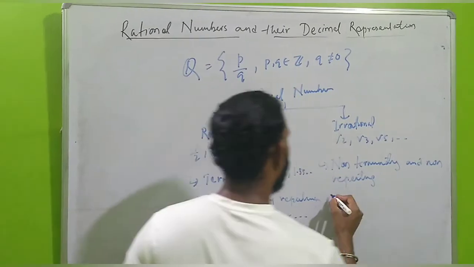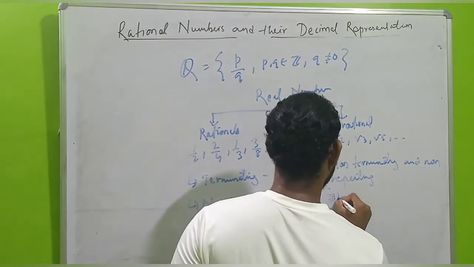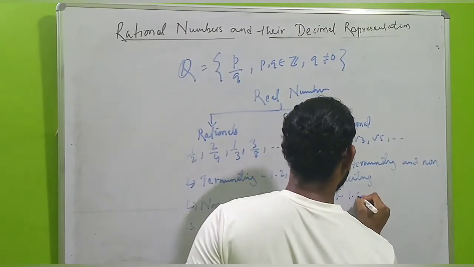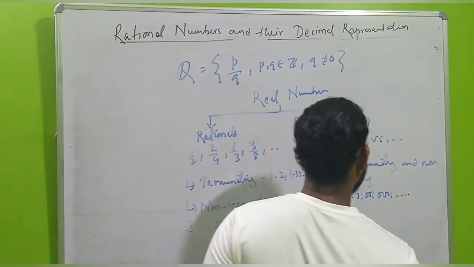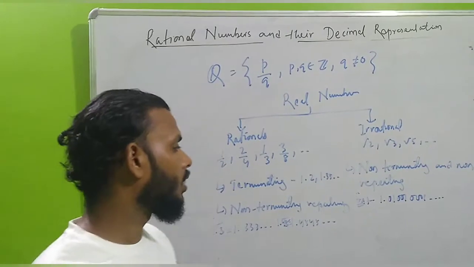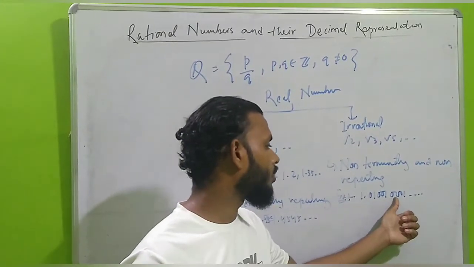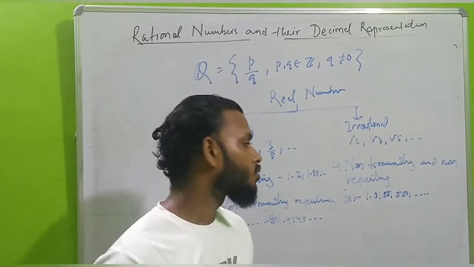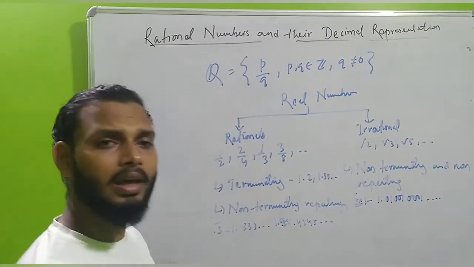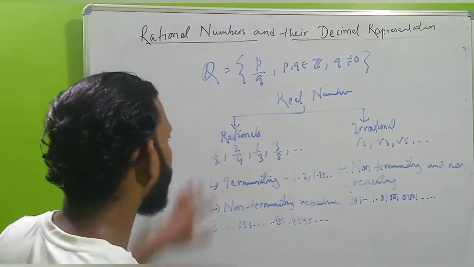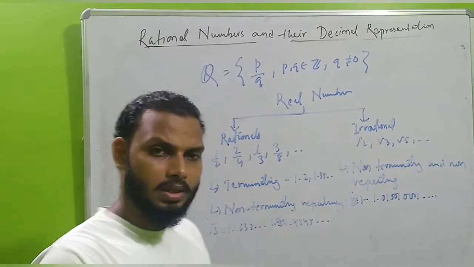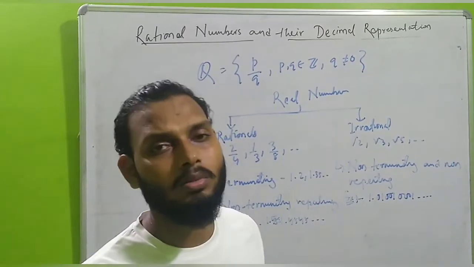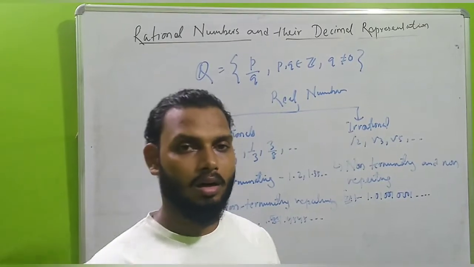Similarly, if I want to give an example, 1.01001 001 01 and so on. You can see it is non-terminating and non-repeating. So this is an example of an irrational number. These are the fundamental things about rational numbers and irrational numbers, and this collection of the rational numbers as well as irrational numbers will give me the real numbers.